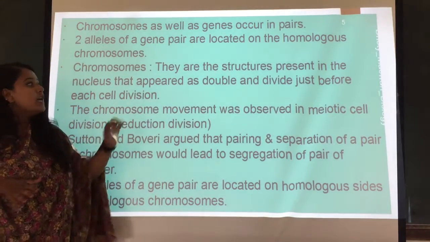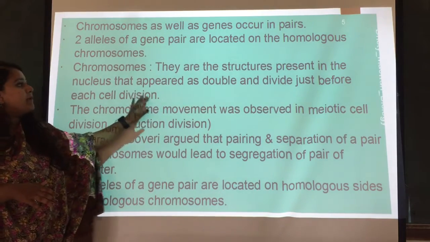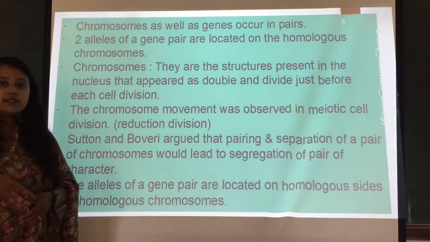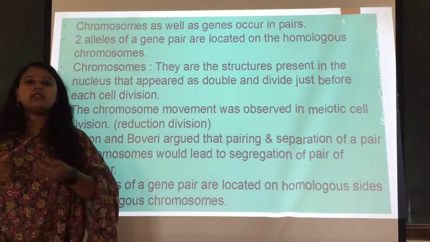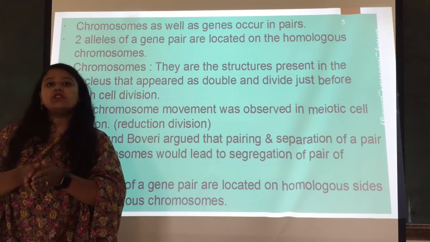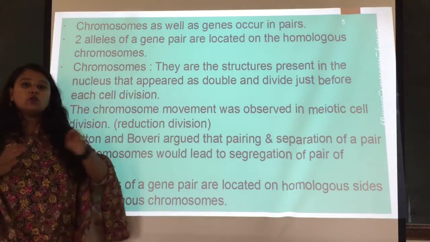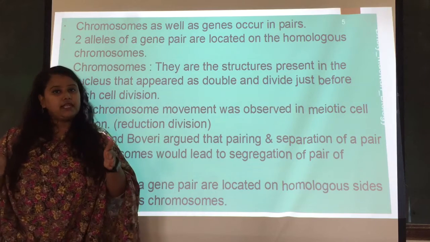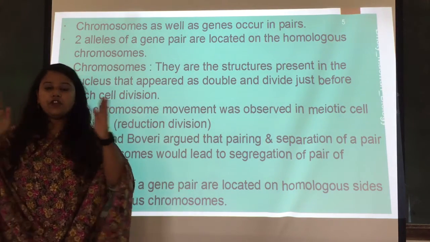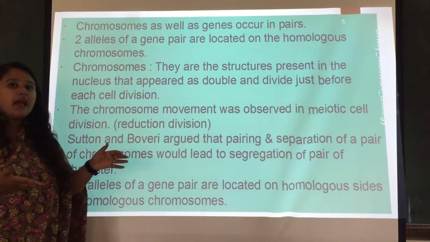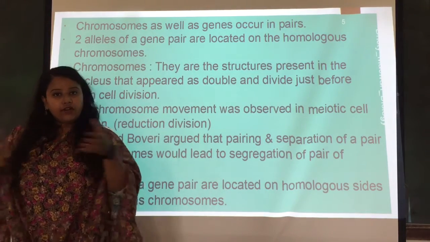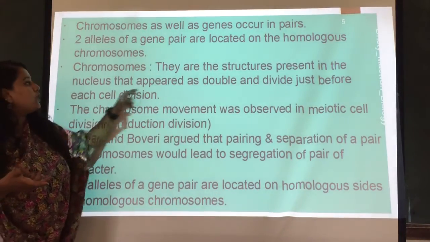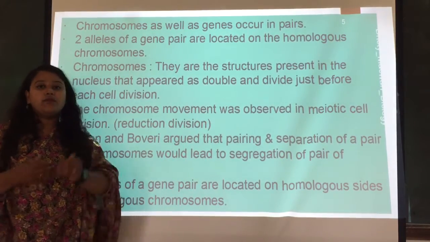Now what are chromosomes? They are the structures present in the nucleus that appear as double and divide just before each cell division. So when the cell is about to divide, what happens? The chromosomes get doubled, and when they get doubled, they equally distribute themselves into two different cells. That is, one cell is divided into two parts, which is the process of mitosis. If the two cells are divided, the chromosome levels in both of them will be equal, right?